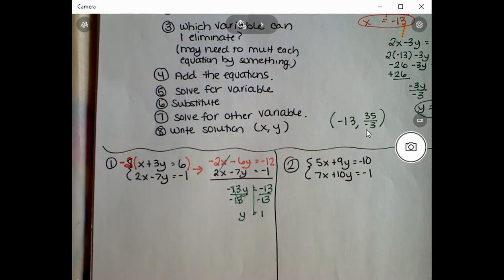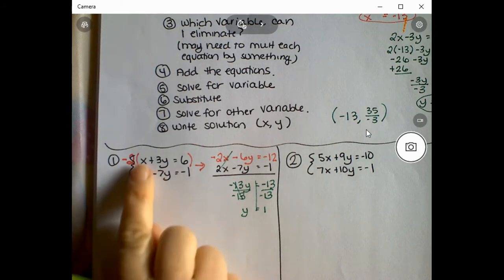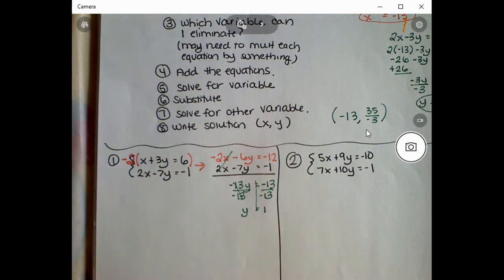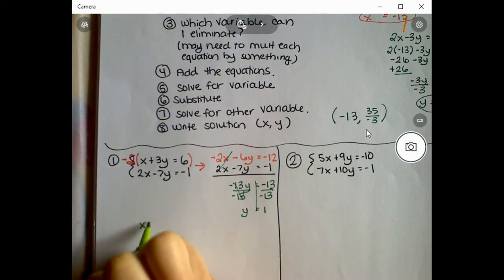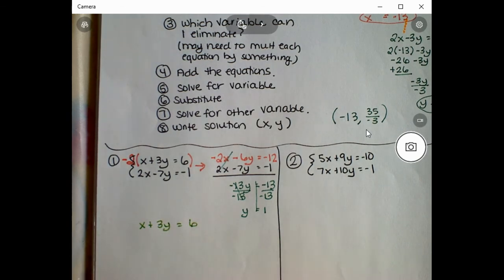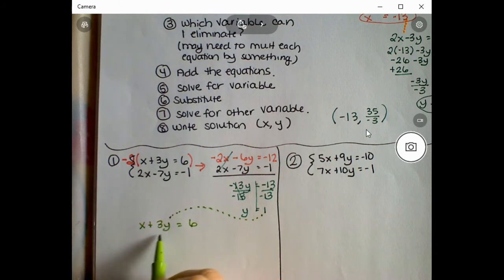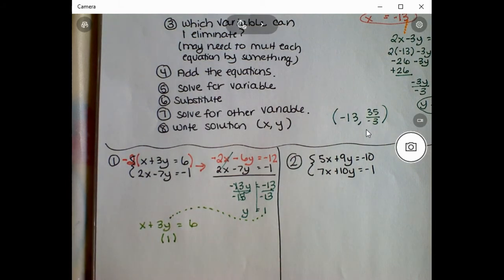All right, so y equals 1. That's nice. Let's see if we can figure out what x equals. So we're going to go back to one of our original equations. I'm going to choose the first one, but it doesn't matter which one you choose. We know that y equals 1. So everywhere we see a y, we're going to put a 1.